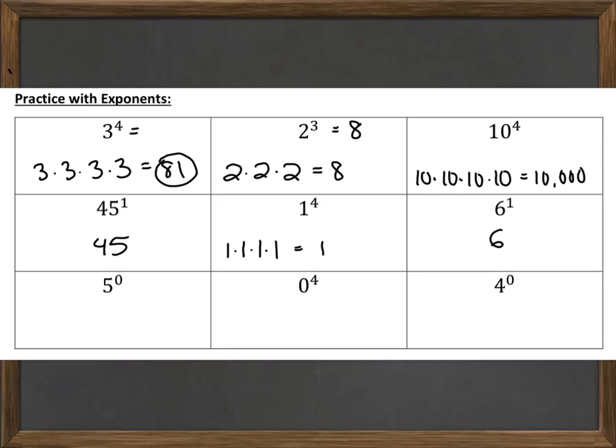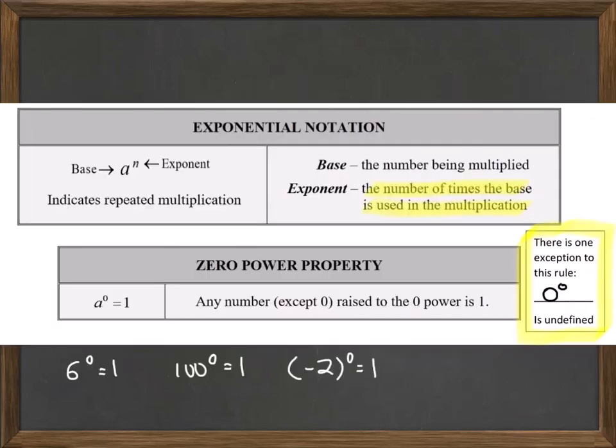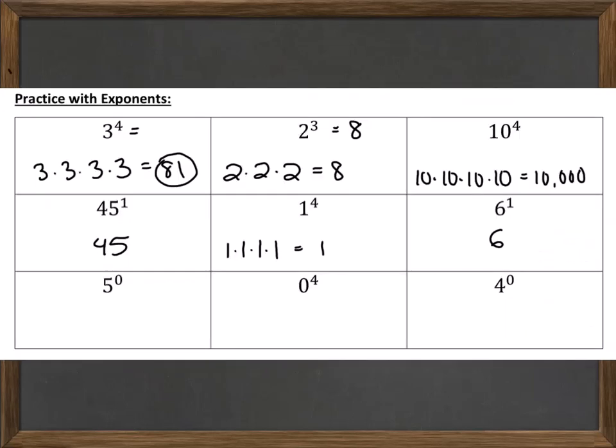How about 5 to the 0 power? Well, let's go back to our zero power property. The 0 power property says any number except for 0 itself raised to the 0 power is 1. Therefore, by definition, 5 to the 0 power is 1. This is something that you just really need to memorize, or again, get comfortable typing these into your calculator. If you type in 5 to the 0 power into your calculator, it should give you 1.